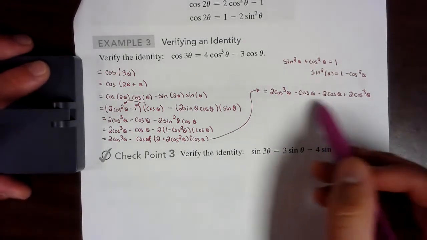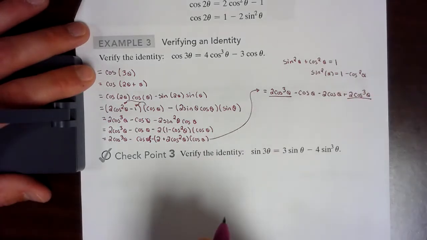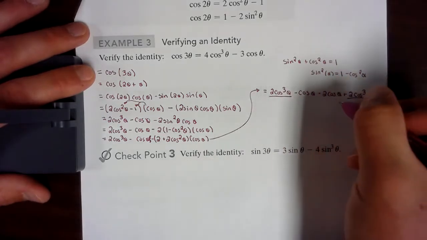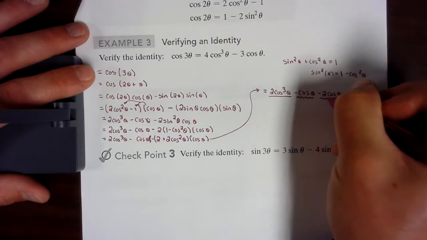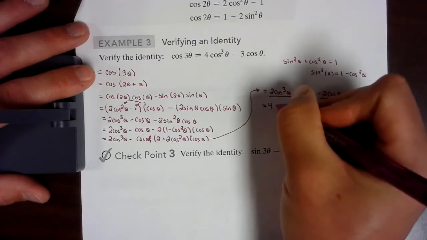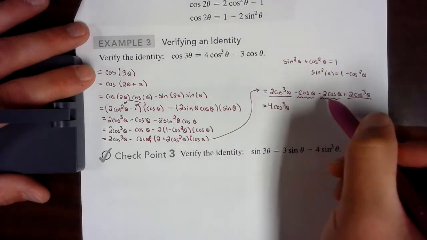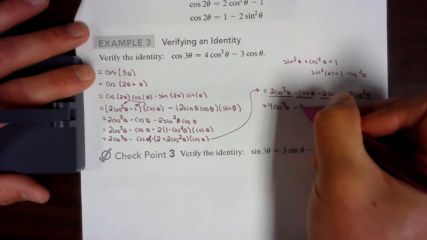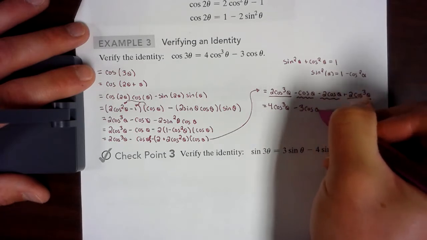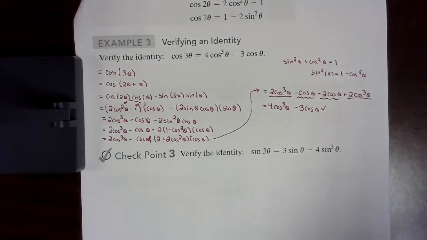Now the reason I did that is look what I did here. I created a bunch of like terms. I created a bunch of cosine cubes, which can be added with other cosine cubes, and I have some just cosine thetas that I can add together. Well, 2 cosine cubed plus 2 more cosine cubed is 4 cosine cubed of theta. And hey, that's what we wanted. And negative cosine of theta minus 2 more cosines of theta is -3 cosine of theta, getting us to the end of our identity. This is by far the hardest proof we've had to do yet, or the hardest trig identity we've had to do yet.